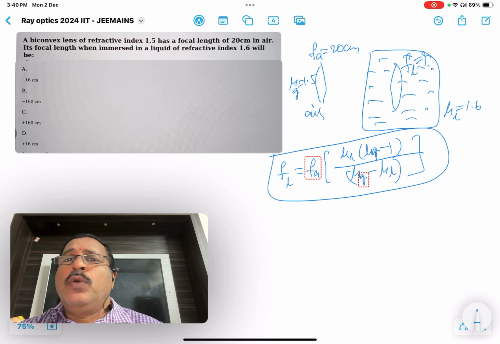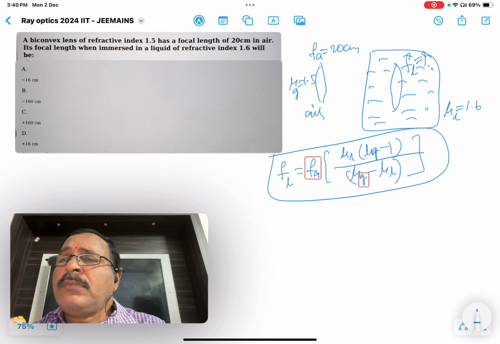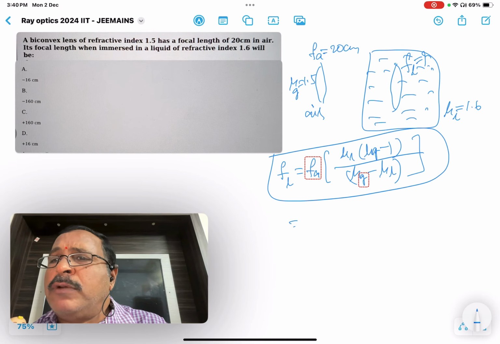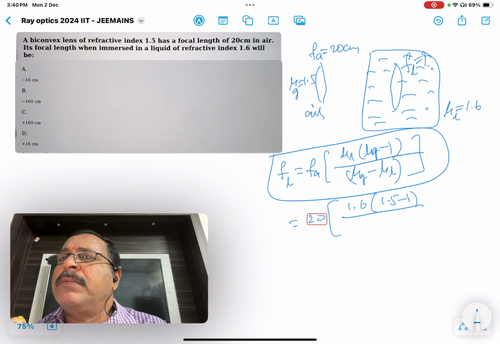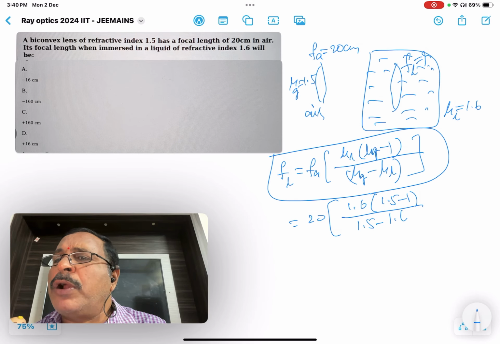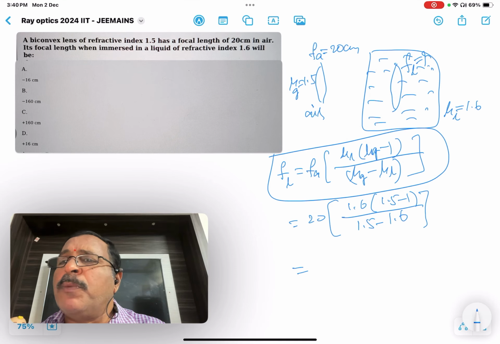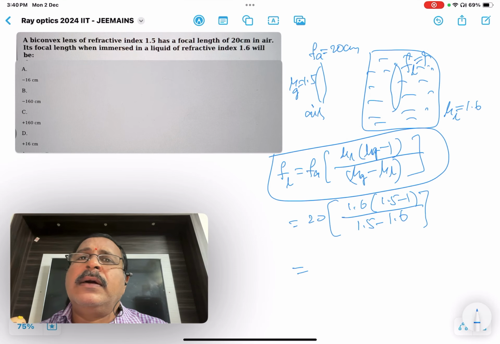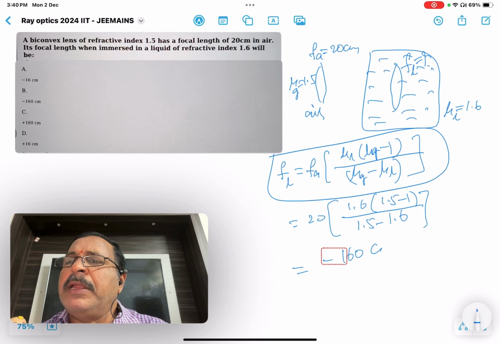So that's why you put the concentration on that. If you substitute the values there, 20 into 1.6 into (1.5 minus 1) divided by, that is 3 by 2 means 1.5, then 1.5 minus 1.6. So you are getting a negative value. So minus 160 centimeters you will get.